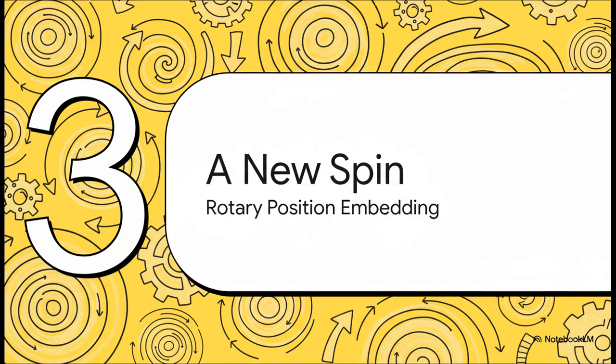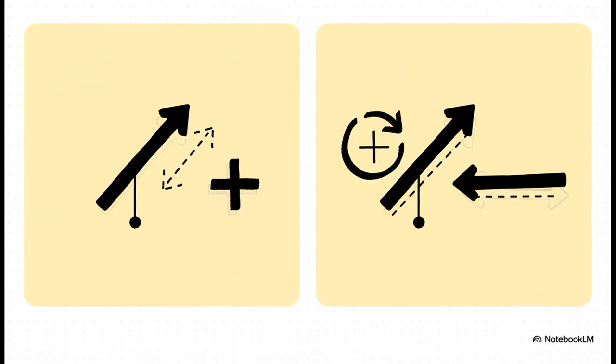And that brings us to this truly clever innovation called rotary position embedding, or ROPE for short. This wasn't just a small tweak on the old idea, it was a completely different way of looking at the problem. Okay, the fundamental shift is right here. This is the big deal. The old methods were additive. They took the word's meaning and they added a position code to it. ROPE, on the other hand, is multiplicative. It doesn't add anything at all. Instead, it rotates the vector that represents the word.